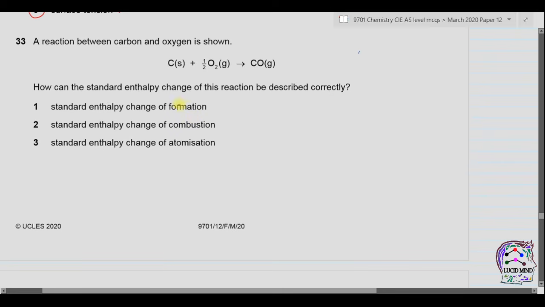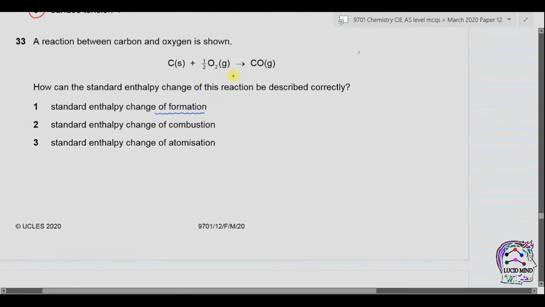Question number 33. A reaction between carbon and oxygen is shown. This is the chemical reaction. Carbon and oxygen, they are forming carbon monoxide gas. How can the standard enthalpy change of this reaction be described correctly? Now one says standard enthalpy change of formation. Now what is enthalpy change of formation? It is enthalpy change when 1 mole of a compound is formed from its elements in standard state under standard conditions.